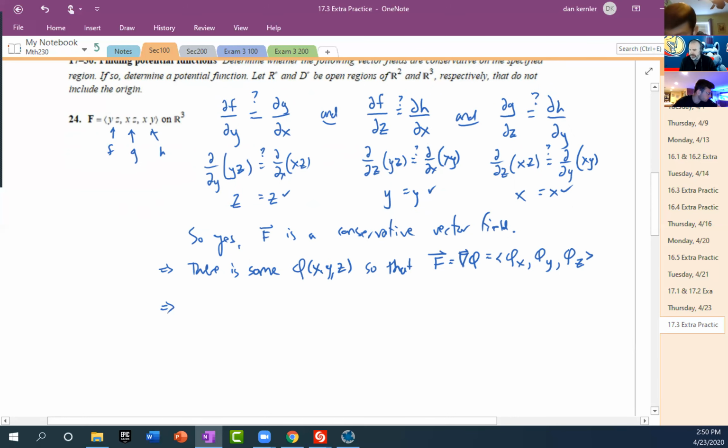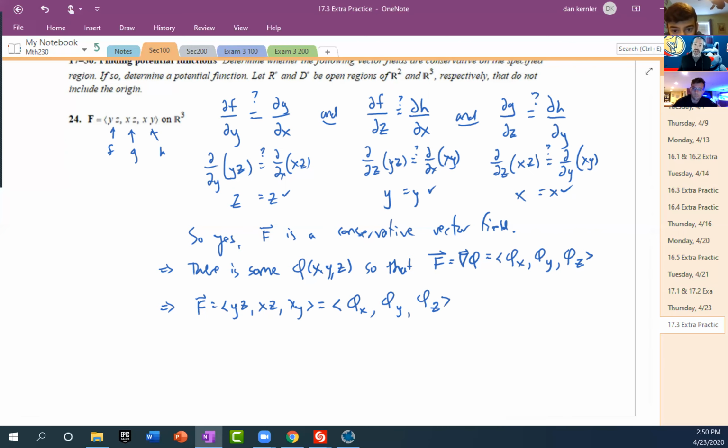And keep doing implies. This implies then that our field F, which is yz, xz, xy, must be equal to the partial derivative of whatever this phi is with respect to x, the partial derivative of phi with respect to y, and the partial derivative of phi with respect to z. So our challenge now is figure out what phi is. That's our challenge. Find phi.